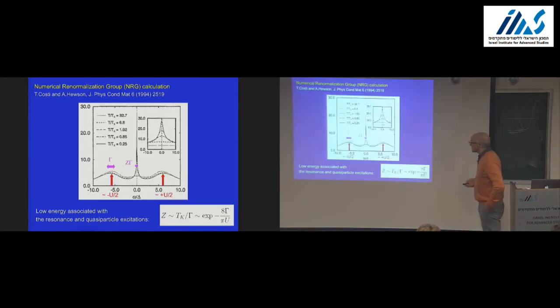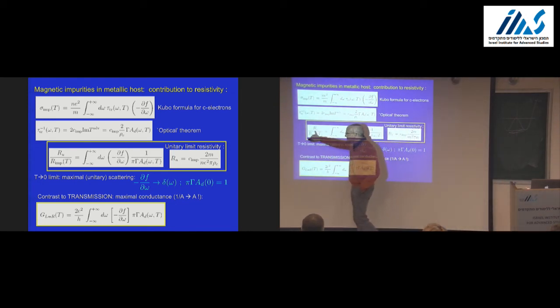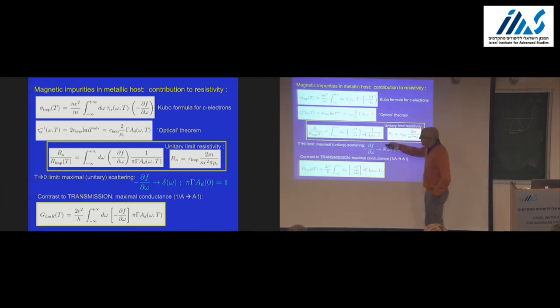So this means that if we now calculate the contribution of this impurity to resistivity for the conduction electrons, we are going to get from this T matrix, just from very simple Kubo, this formula. And I've just used the fact, just Kubo, plus the T matrix being proportional to G_d. And observe this. This is really remarkable.